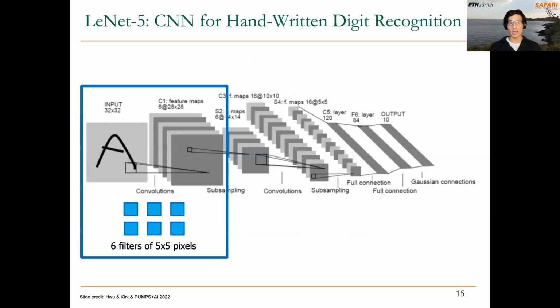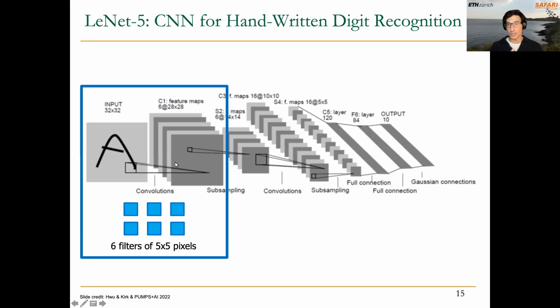The CNN is composed of multiple layers, and these different layers have different characteristics. For example, the initial convolutional layer of LeNet5 uses 6 filters of 5 by 5 pixels. As a result, we are going to obtain 6 output feature maps that are these C1 feature maps that you can see on the slide.